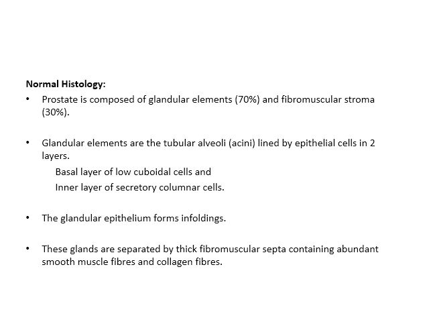The glandular elements are the tubulo-alveolar glands, and these glands are lined by two layers of epithelial cells. There is a basal layer of low cuboidal cells, and above that there is a layer of secretory columnar cells. These glandular epithelium are thrown into folds. They form infoldings. These glands are separated by thick fibromuscular septa, which contain abundant smooth muscle fibers and collagen fibers.